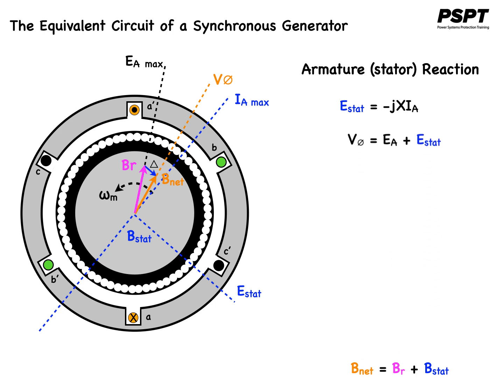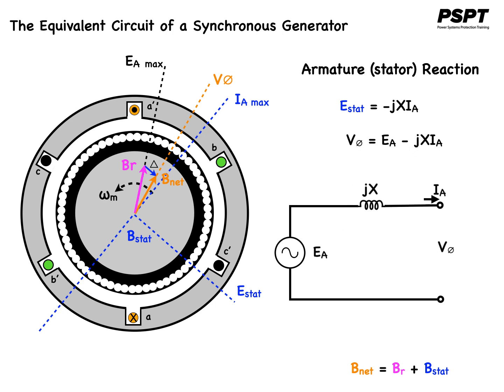The phase circuit, the A phase in this case, is shown here, and it must satisfy Kirchhoff's voltage law, and it does because V phi is equal to EA plus E stat. Replacing E stat gives us this equation. This is exactly the same equation as the one describing the armature reaction voltage. Therefore, the armature reaction voltage can be modeled as an inductor in series with the internal generated voltage.